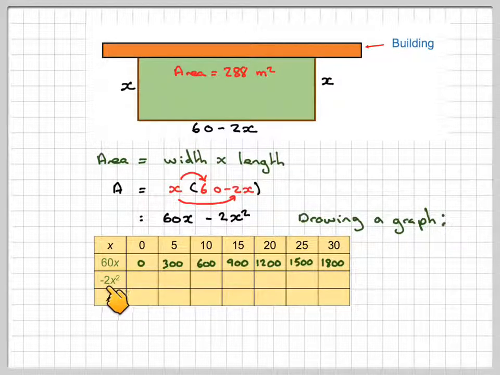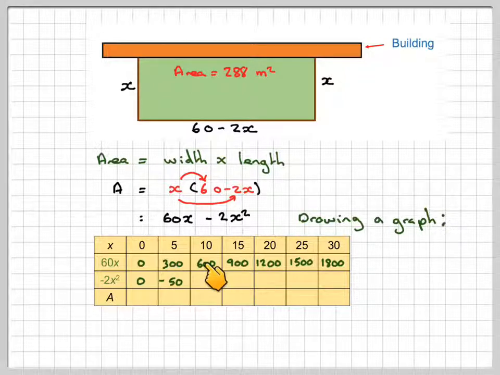Then I'm going to do minus 2x squared. So I'm going to do minus 2 times 0 squared, which is 0. Minus 2 times 5 squared. That means we square the 5 first, and then multiply by minus 2. So it's minus 50.